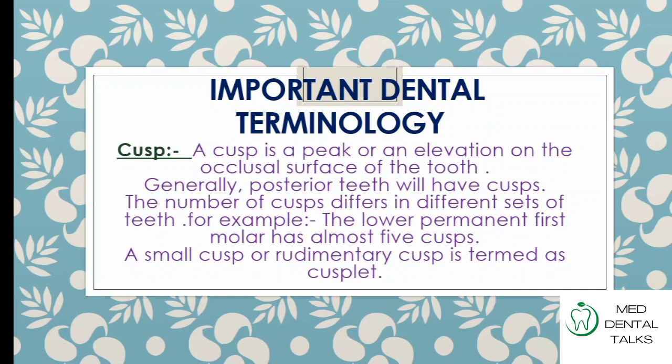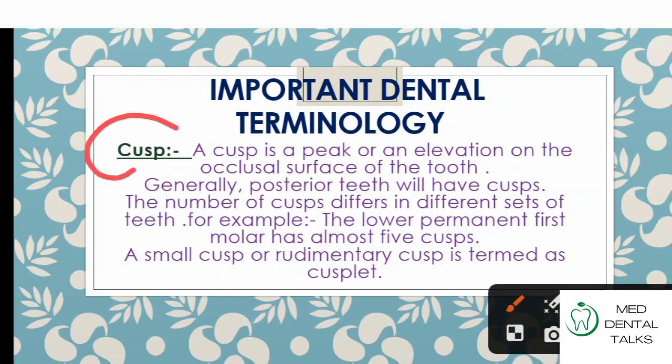In this video, we cover important dental terminologies. Our first term is cusp. Cusp is a peak or an elevation on the occlusal surface of the tooth. Generally, posterior teeth will have cusps. The number of cusps differs in different sets of teeth. For example, lower permanent first molar has almost 5 cusps.